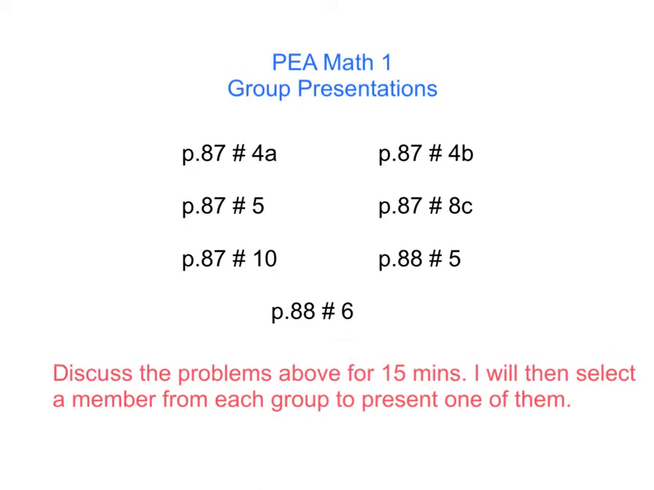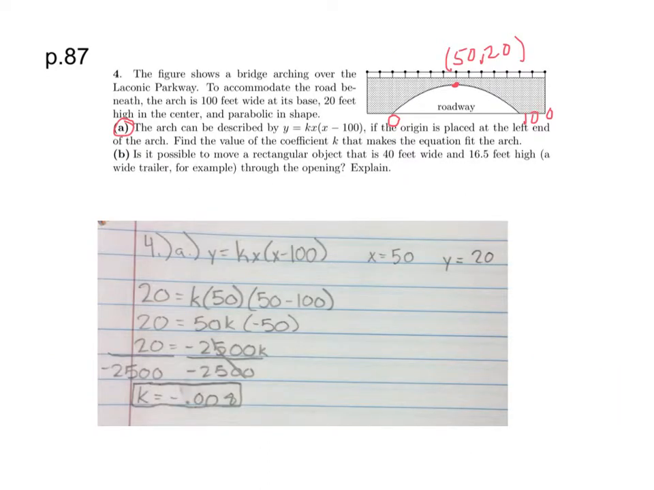Do you want me to read the whole thing? The figure shows a bridge arching over the Laconic Parkway. To accommodate the road beneath, the arch is 100 feet wide at its base, 20 feet high at the center, and parabolic in shape. The arch can be described by y equals kx times (x minus 100) if the origin is placed at the left end of the arch. Find the value of the coefficient k that makes the equation fit the arch.